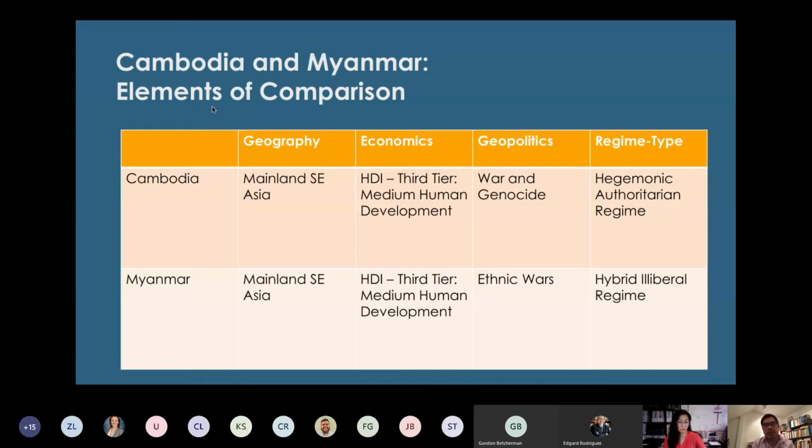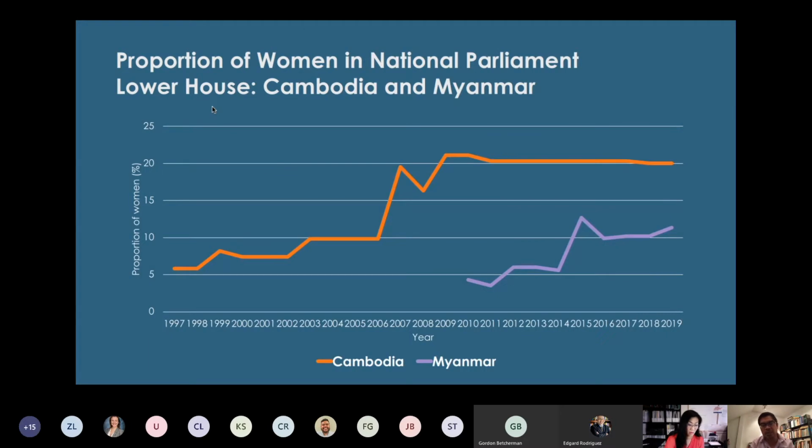So what I've done so far is provide a logic, a basis for arguing that Cambodia and Myanmar are quite similar and therefore are comparable. And from here, I want to pivot to look at what is different, what are the contrasting outcomes from two cases that are, in fact, quite similar. I want to focus on two issues. The first is the proportion of women in national parliament, and then a domestic violence bill.